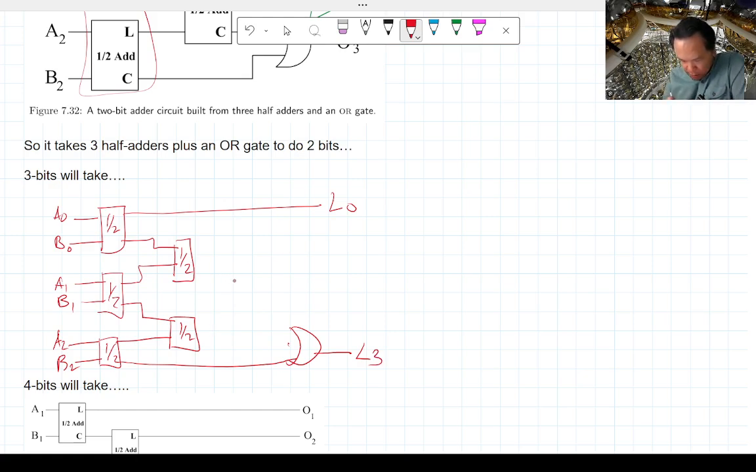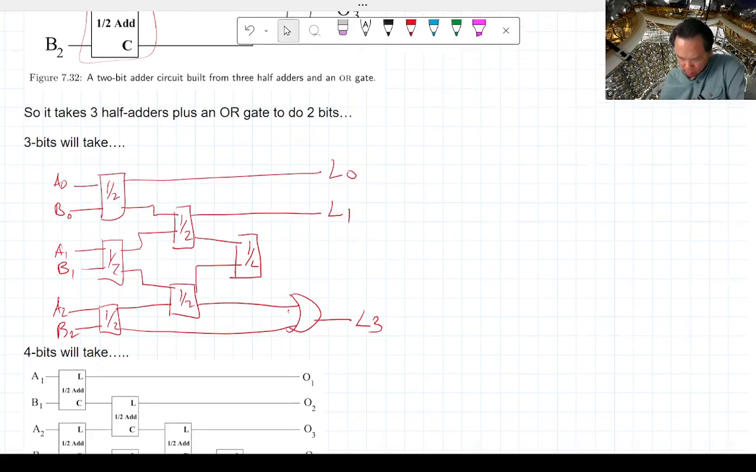But the output of this doesn't just go straight to the output. You have another one until, right, you get to the point where you only have one half adder at the end, and the output of that one half adder goes to, let me do this right. Oh no, I didn't do that right. Up here, right. The output of this half adder goes straight here, right? And let's double check.